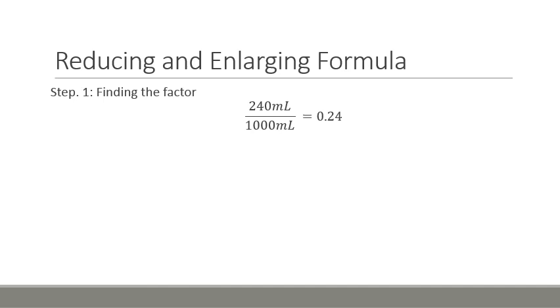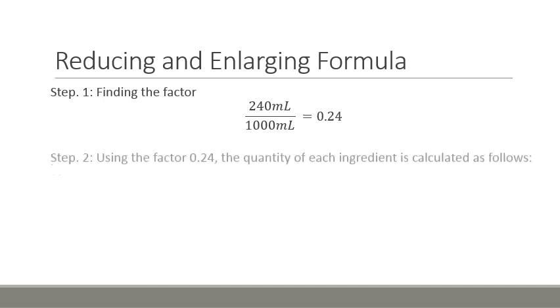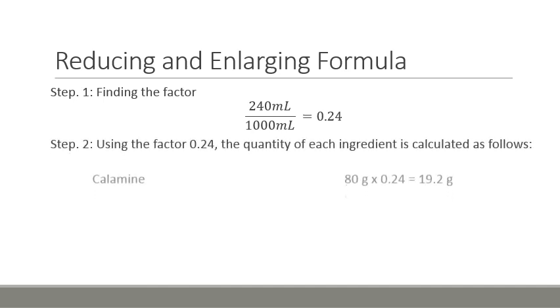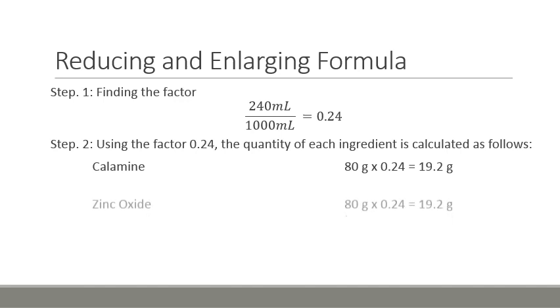Now we will multiply 0.24 with the standard quantity of each ingredient. So firstly we will go for the calamine. Now the standard quantity of the calamine was 80 gram. If we multiply it by the factor of 0.24, the answer is 19.2 gram. That means to prepare 240 ml of the preparation, we will require 19.2 gram of the calamine.